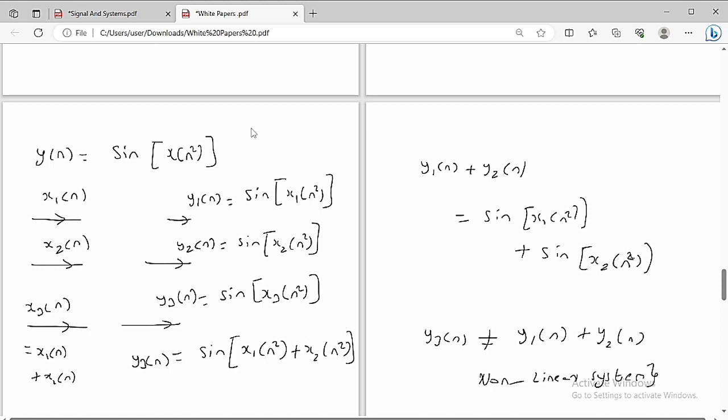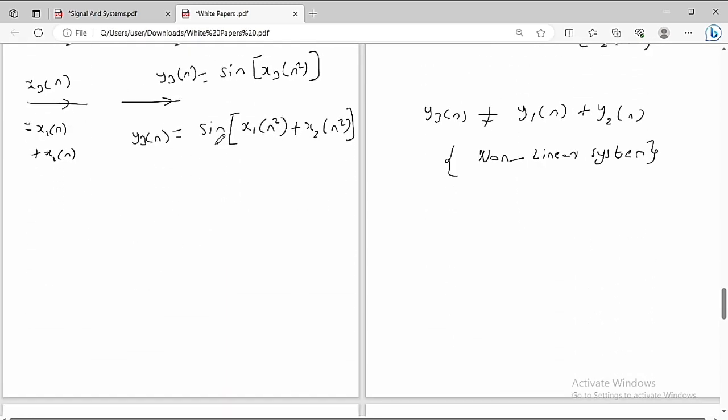So what is the meaning of this? If the input is a summation of two previous inputs and the output is a summation of two previous outputs, then only we can say the given system is a linear system. But in this case, it is not satisfying. So definitely we can say it is not a linear system. We can say it is a non-linear system.